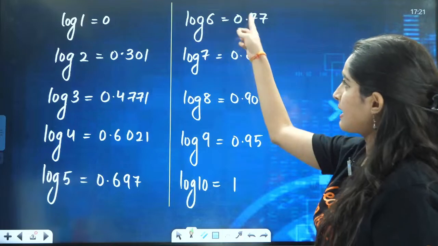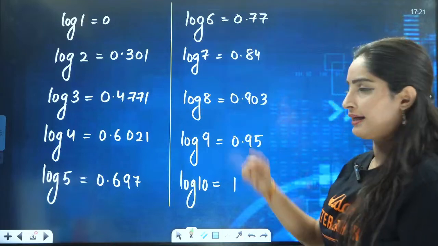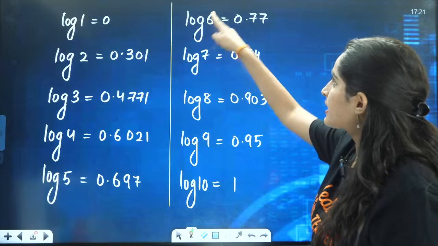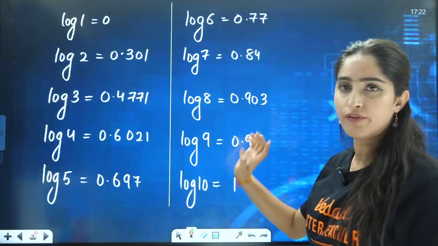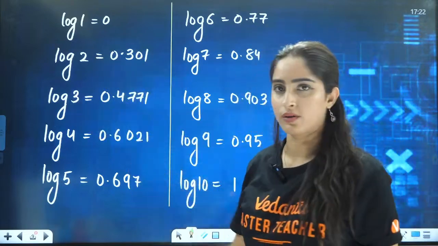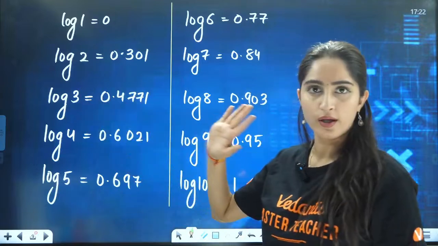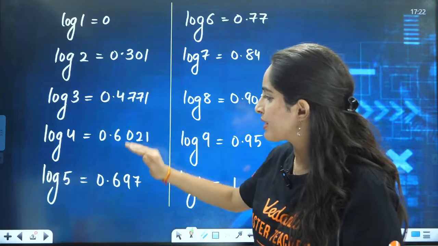Then 6, 7, 7, 8, 8, 9. Firstly, it was for 2, 3, 3, 4. Then after that, it is constant at 0.6, 0.6.